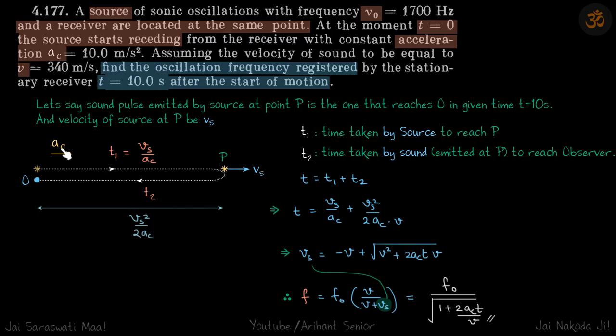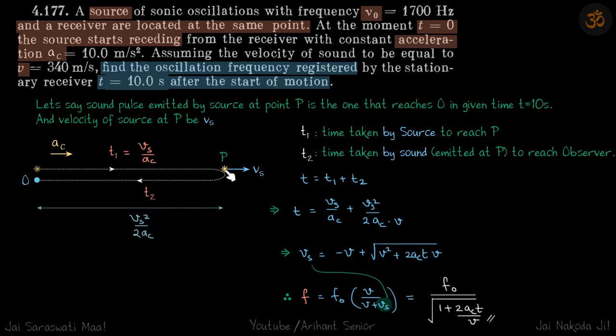Now acceleration is uniform, so we can calculate t1. Okay, before that, let's just read what we just discussed. Let's say the sound pulse emitted by the source at point P is the one that reaches O in a given time t seconds, the total time. And the velocity of the source at P be Vs. So here t1 is the time taken by the source to reach P, and t2 is the time taken by the sound that is emitted at P to reach the observer. So the total time t, that is 10 seconds, is equal to t1 plus t2.